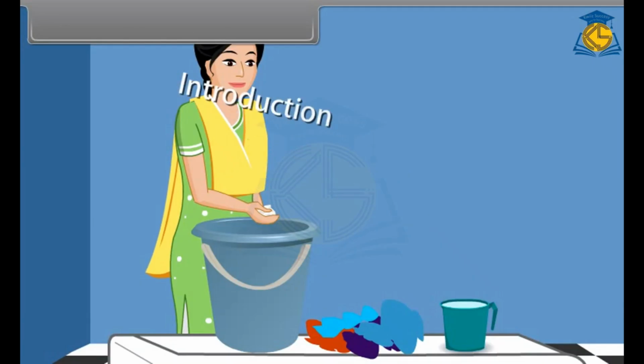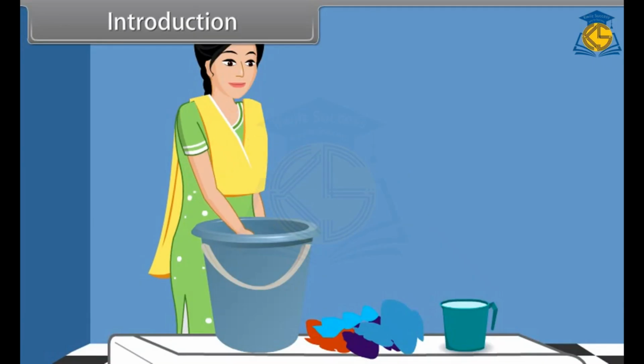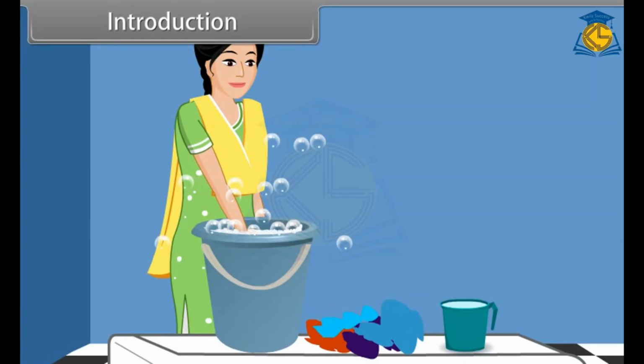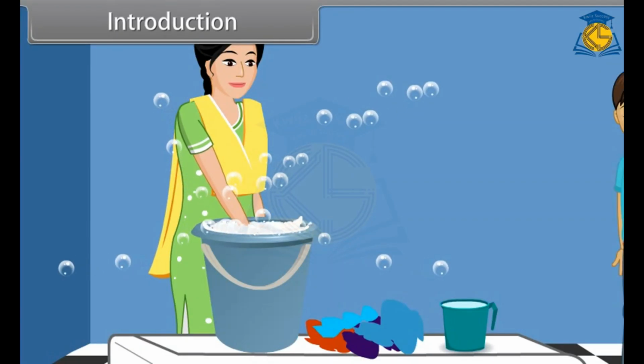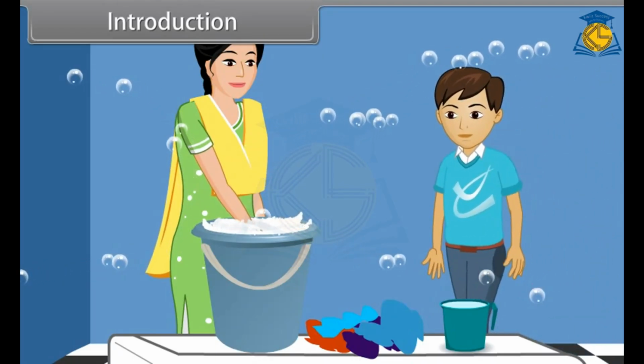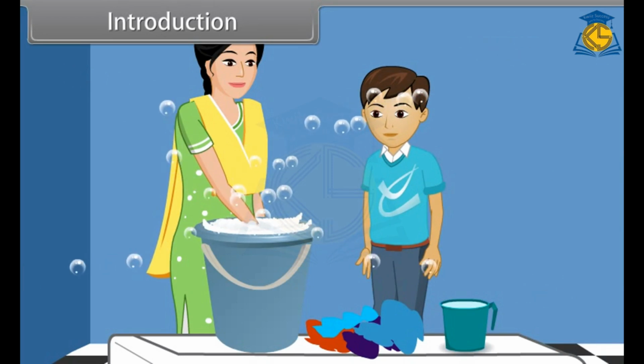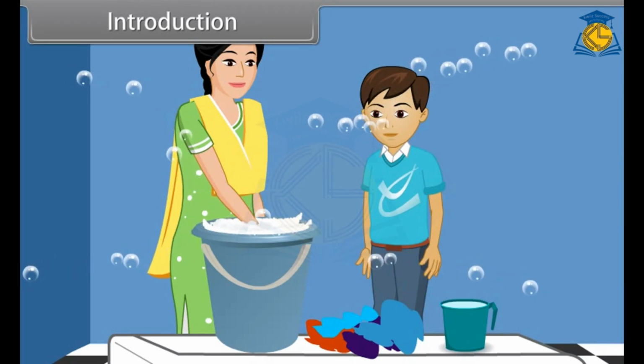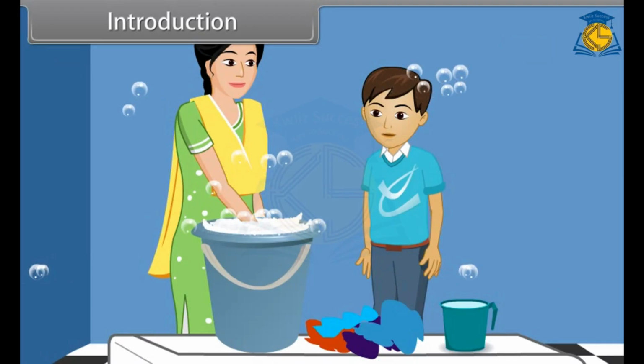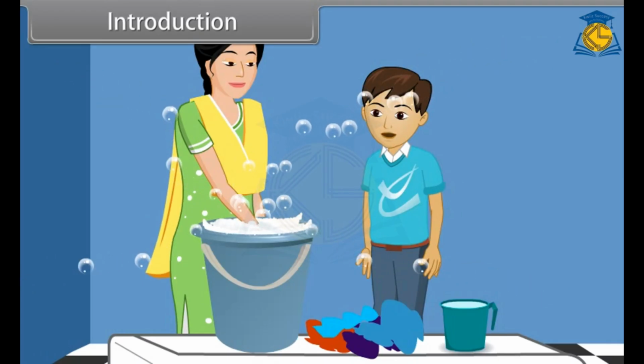Introduction. Ravi's mother is pouring detergent powder into a water bucket and shaking it well by hand. Due to this, a lot of soap bubbles are produced and are coming out of the bucket. Ravi, watching this curiously, asked his mother why soap bubbles are stable while water bubbles are not.